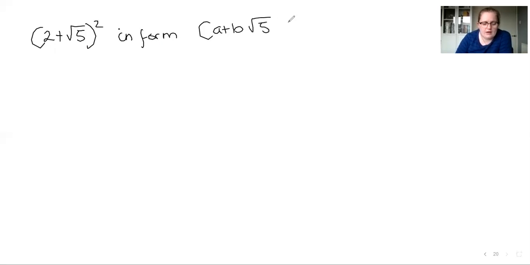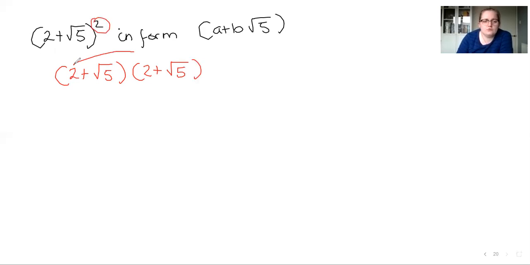Another example, this time we're going to add in a square. So this question is 2 plus root 5 squared in the form, so this is quite nice, it's given us a clue again, a plus b root 5, and a and b are our integers. So we're just going to expand the brackets again. Obviously you don't need to do this in an exam, but I'm going to just draw it all out so you can see it. So we've got 2 plus root 5 multiplied by 2 plus root 5. So obviously that's all that is meant by the squared symbol.